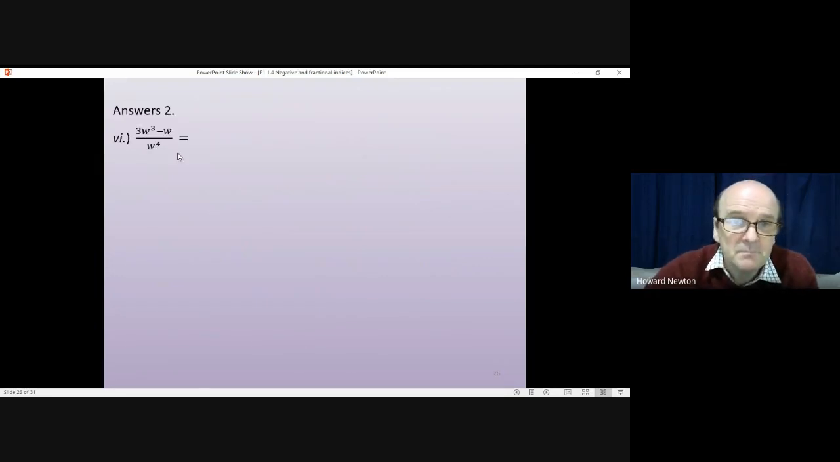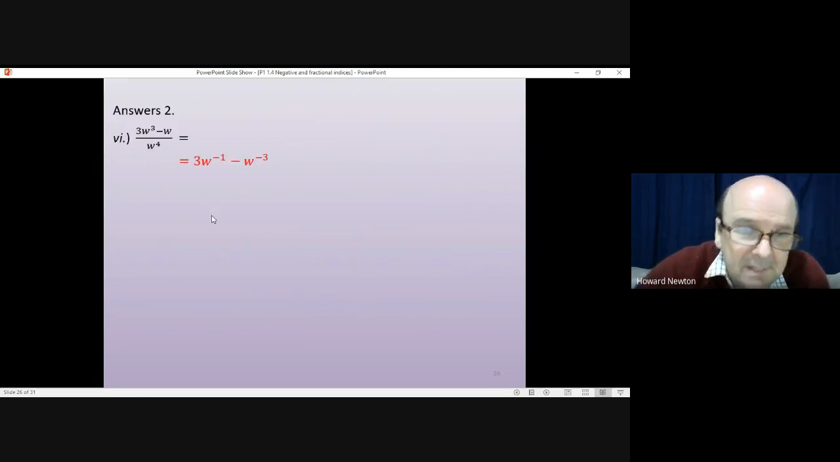The sixth question, you've got 2 things being divided by w to the power of 4. You do them completely independently. So looking at this first one, you've got 3 divided by 1 is just 3. 3 take away 4 gives you the minus 1 there. And then we've got minus w divided by w to the 4. There's no power written with the w. It's w to the power of 1. 1s don't get written down. 1 take away 4 gives you the power of minus 3.